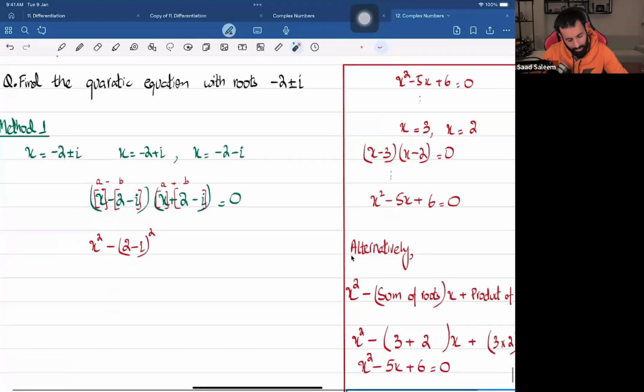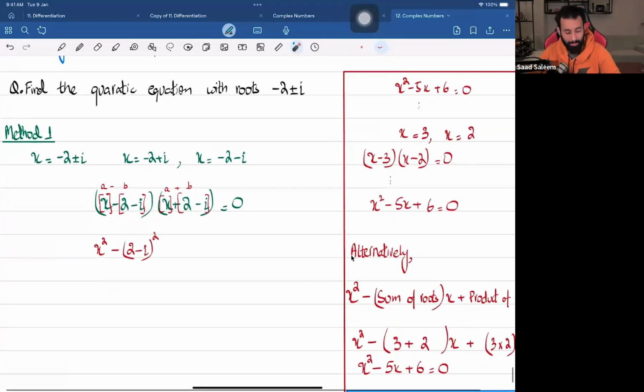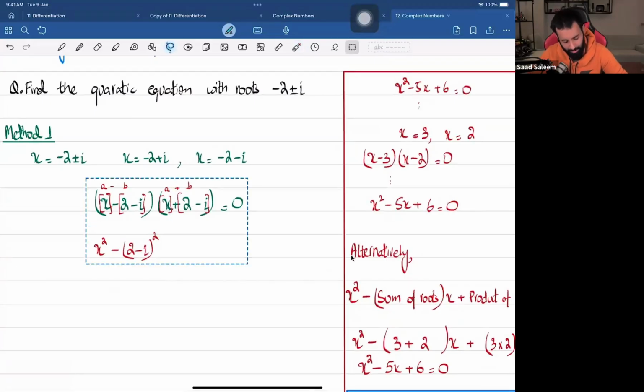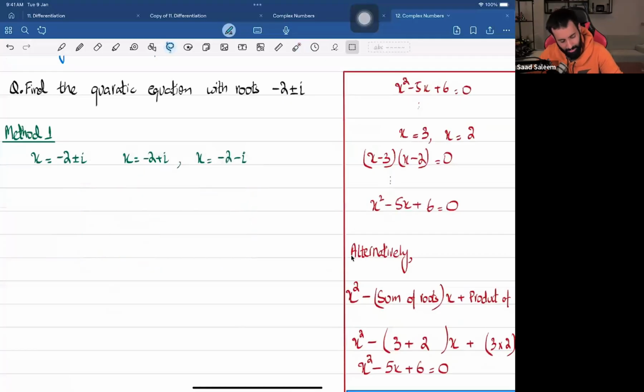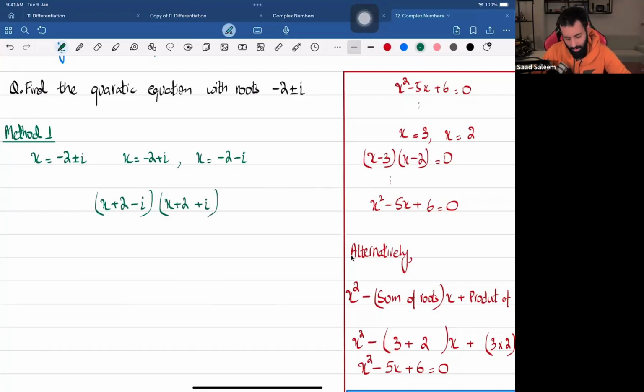Wouldn't it be x plus 2? That is correct. It would be x plus 2. Oh yeah, I was wondering, something is wrong in the a minus b. Yeah, you're right. So it is x plus 2 minus iota into x plus 2 plus iota. Thank you for pointing that out.